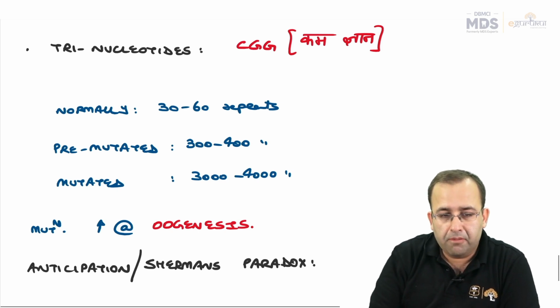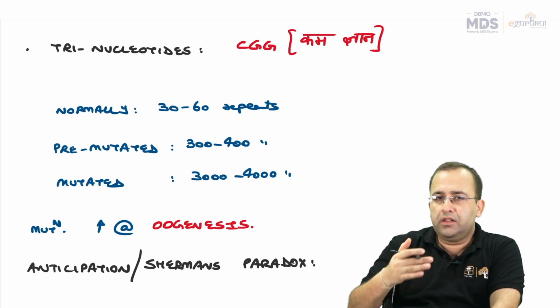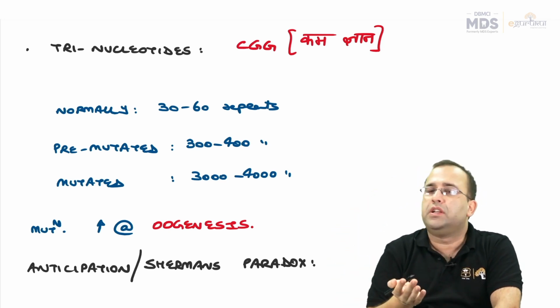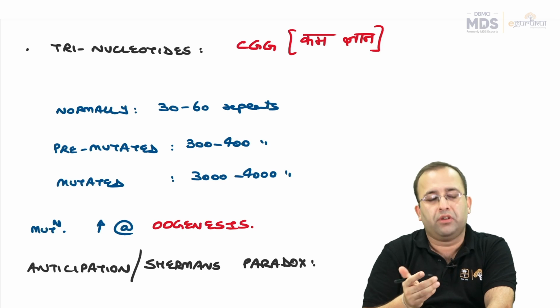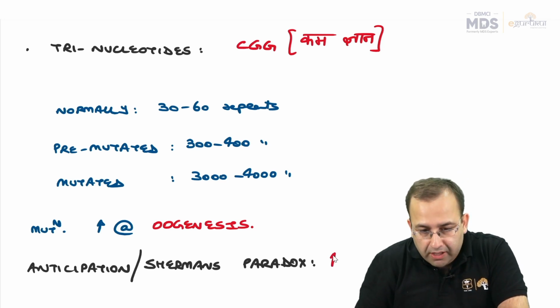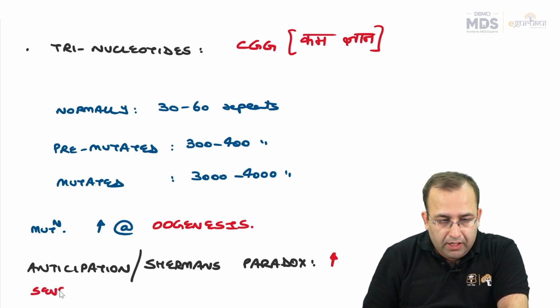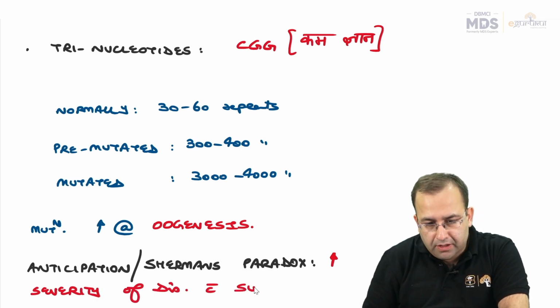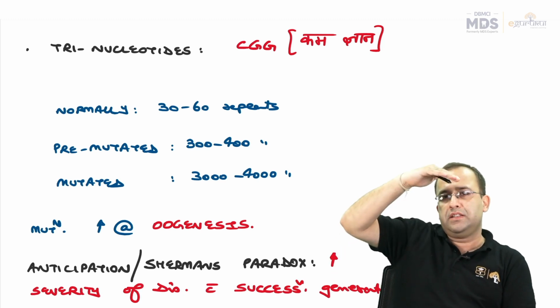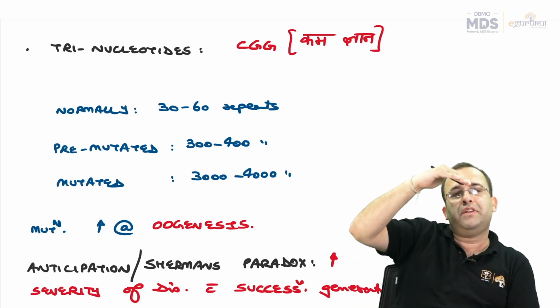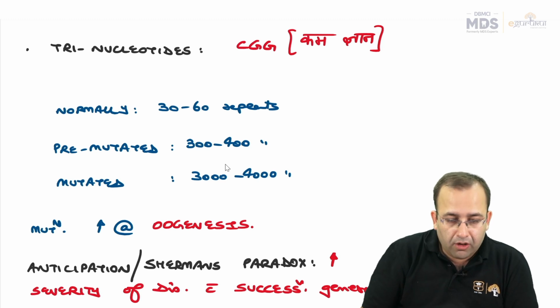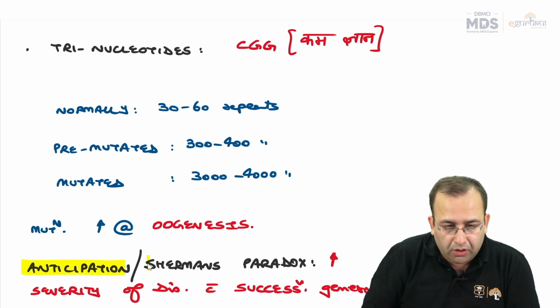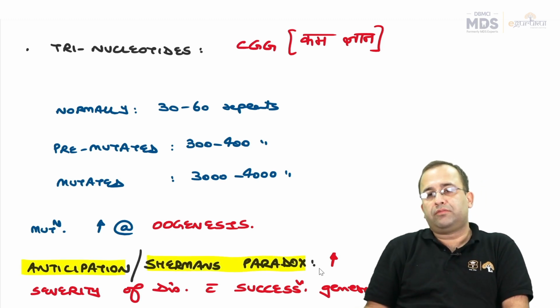It is paradoxical. Parents are supposed to protect us, no? Here the disease is increasing from mother to the child. So this is called anticipation or Sherman's paradox, that is increasing severity of disease with successive generations. The severity of the disease is increasing from mother to the child, called anticipation or Sherman's paradox.